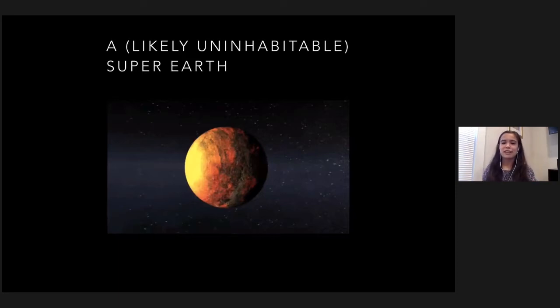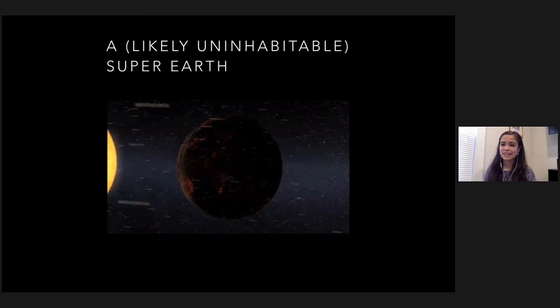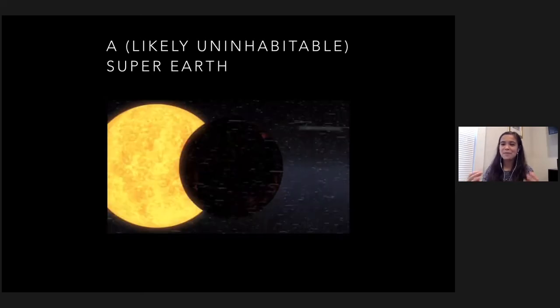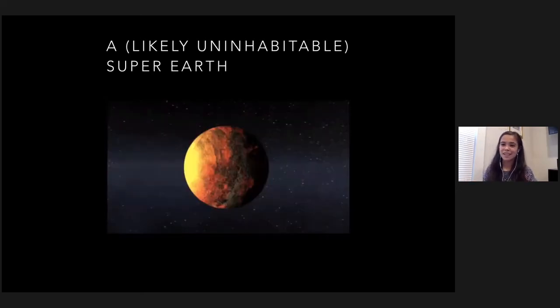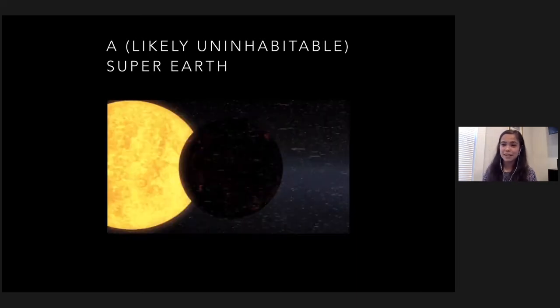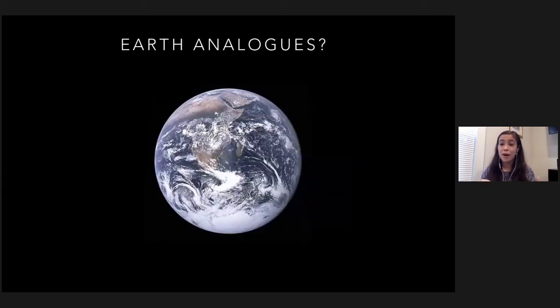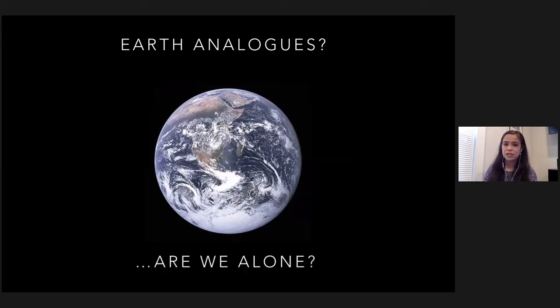And so this is just a nice video of a super Earth similar to what we might expect the ones that Kepler found to look like. Just a reminder, Kepler found really, really hot planets. And so this one is probably just scorching hot and probably not very habitable. But that kind of brings us to the question of, are there Earth analogs out there? Have we actually found any of these? And are we alone? That's a big question in astronomy.